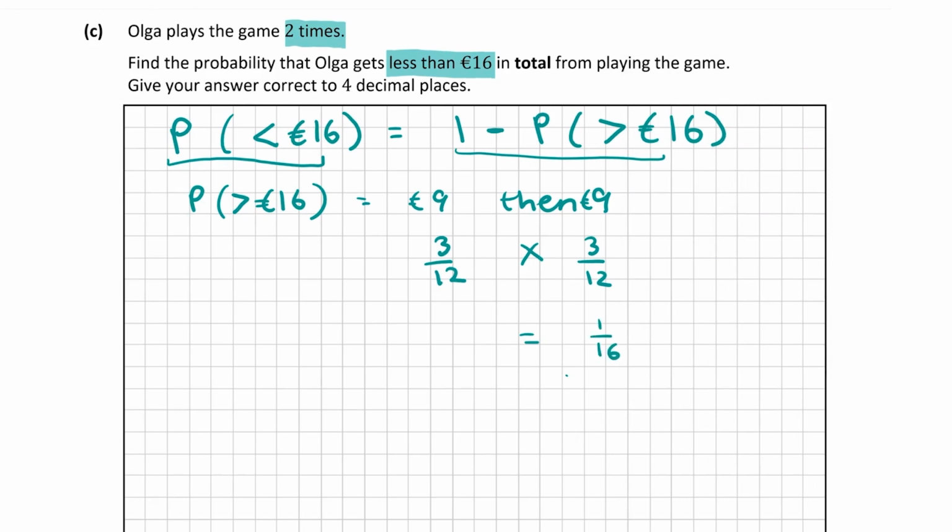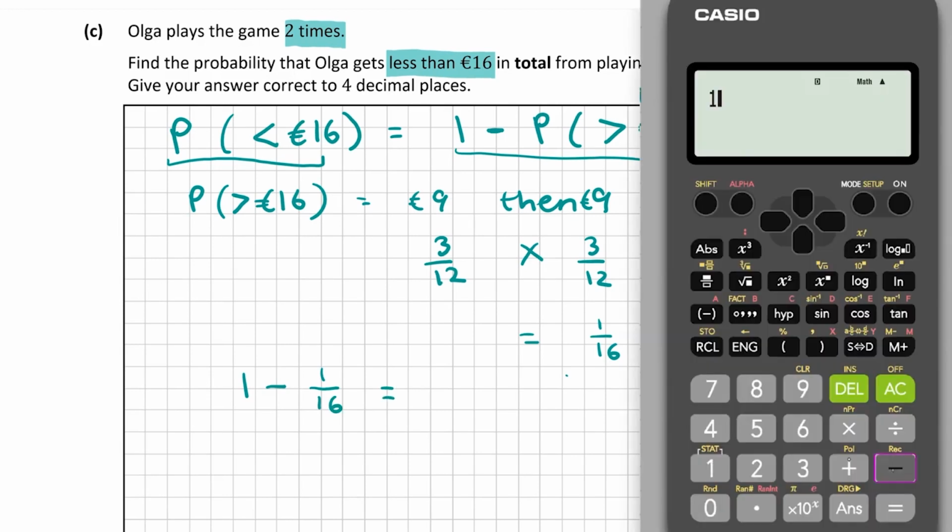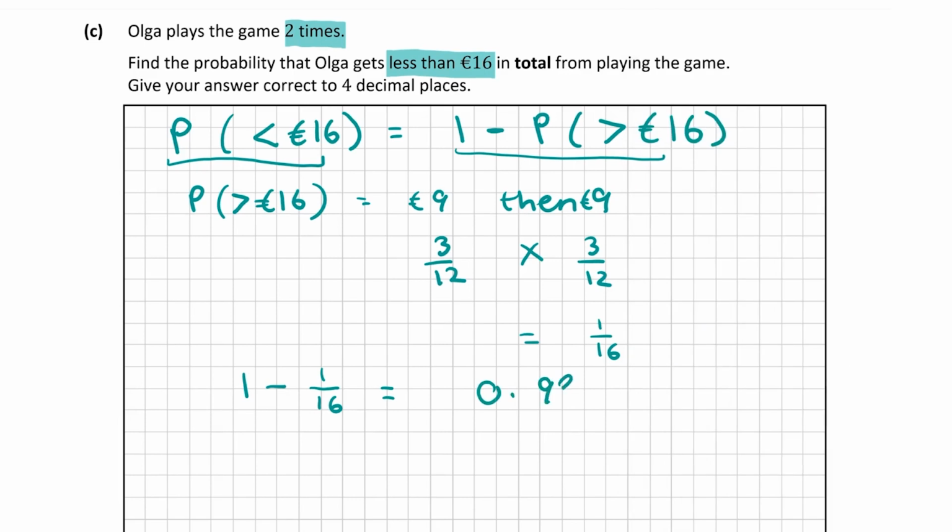Okay? But we're looking for the probability that she gets less than 16. So we can't forget that we now have to go 1 minus the probability that she gets greater than 16. So 1 minus 1/16 is going to give us 15/16, which is 0.9375, corrected to 4 decimal places. So that's our final answer.